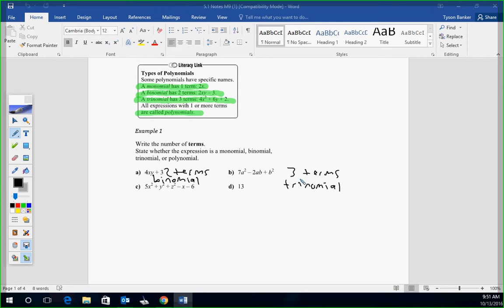Cato, how about C? Polynomial. Because it's more than 3, it's 5. Again, we're getting this by counting. So 1, 2, 3, 4, 5 terms. 5 terms is bigger than 3, so we don't have a specific name. We just call it a polynomial. And how about Caden? What about 13? It's 1 term. And what's that called? Monomial, correct.